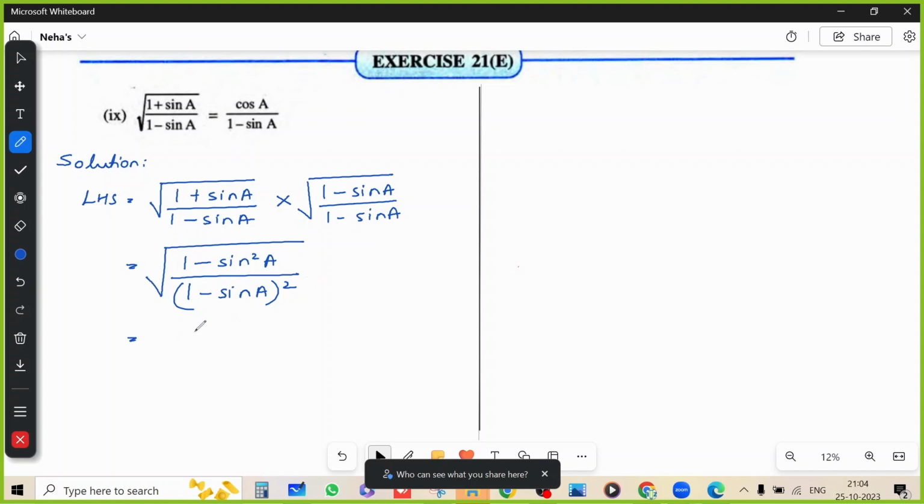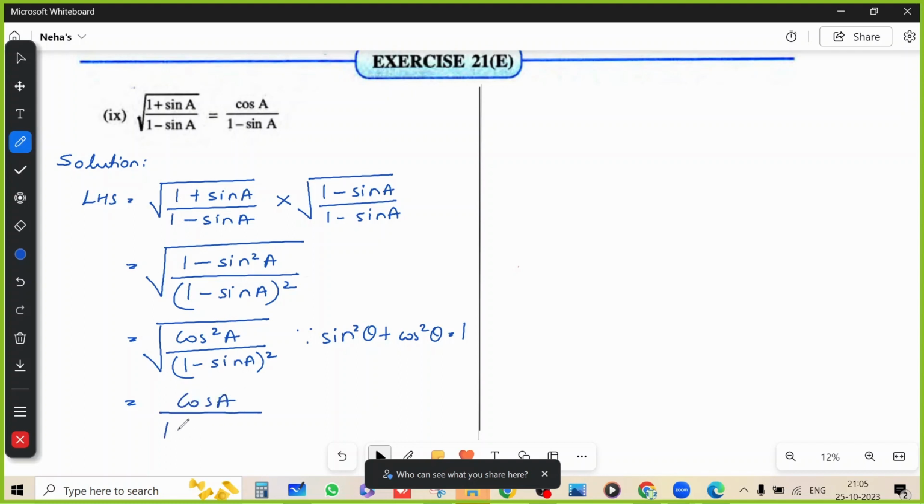Now 1 minus sin square A is equal to cos square A by the trigonometric identity. This is because sin square theta plus cos square theta is equal to 1. Therefore, 1 minus sin square theta is equal to cos square theta. Now we can take out the square root of both the numerator and denominator. So it can be written as cos A divided by 1 minus sin A, which is equal to the right hand side, and hence we have proved that the left hand side is equal to the right hand side.